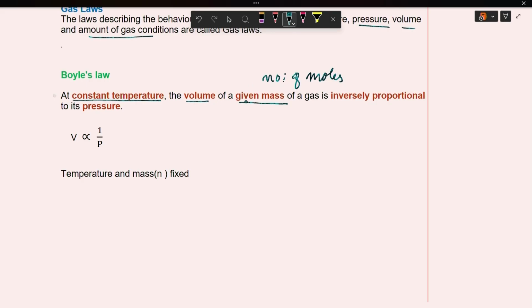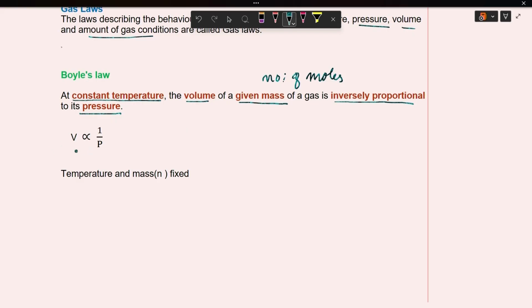So, the volume of a gas of a given mass is inversely proportional to its pressure. That is, volume is inversely proportional to pressure, which means if volume is increasing, pressure should be decreasing, and if volume is decreasing, the pressure naturally should be increasing. That is the meaning of inverse proportionality. Here it is represented mathematically as V proportional to 1 by P, where V represents the volume and the capital P stands for pressure.